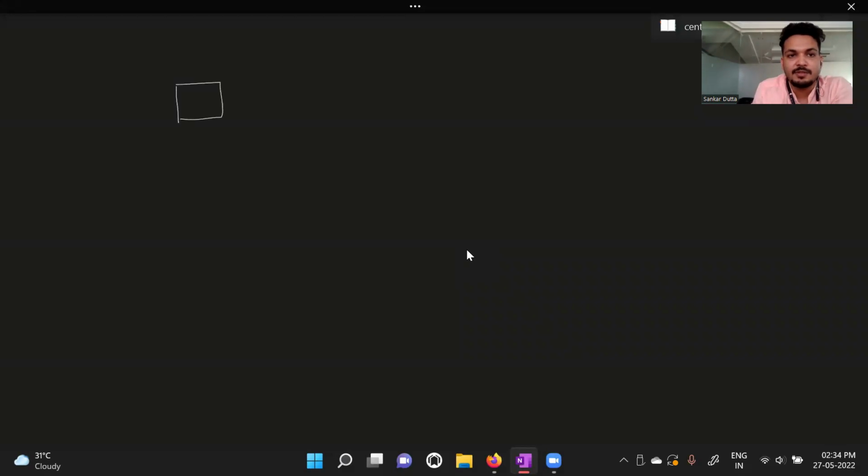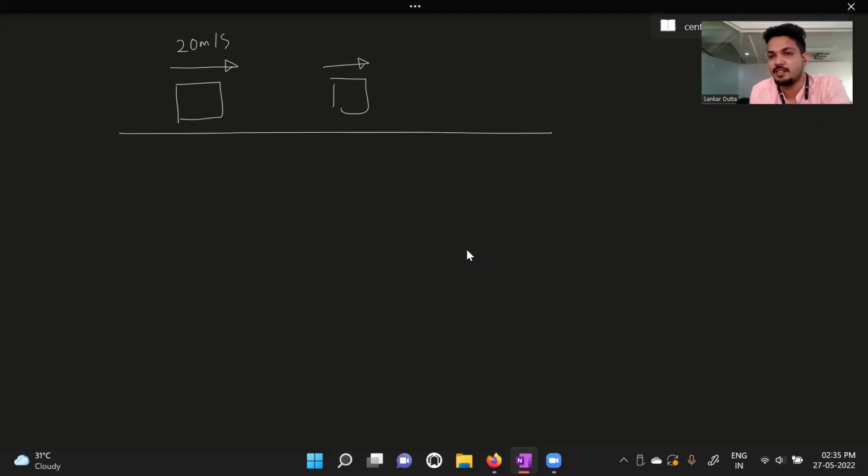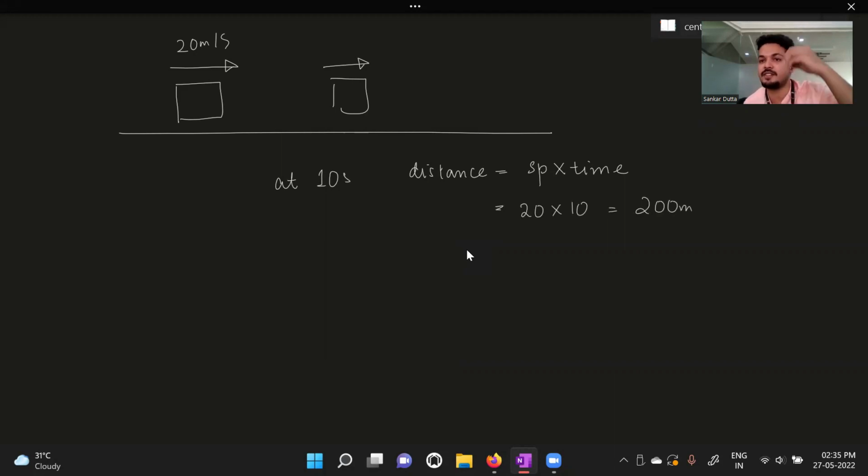Imagine you have something that is traveling with a constant velocity, for example 20 meter per second. It keeps on going in this direction at a constant velocity. So if I ask you at the end of 10 seconds, what is the distance traveled? Very, very simple. You will say distance is equal to speed into time. So speed is 20 meter per second and time is 10 seconds, so 200 meters. No doubt in this, this is 100% correct, because the velocity is simply constant.